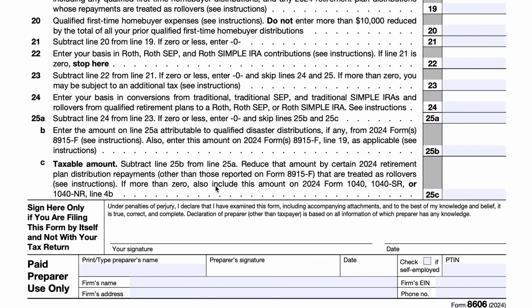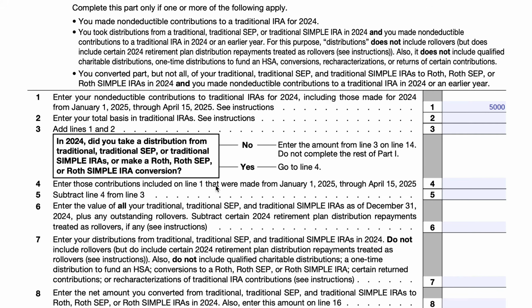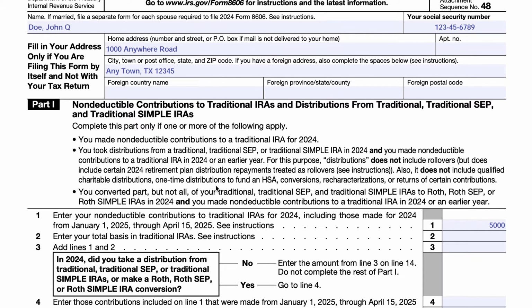So you only need to complete the part that's pertinent to the transactions that occurred in your year. And we'll go through each of these separately, one step at a time. Let's start with part 1.